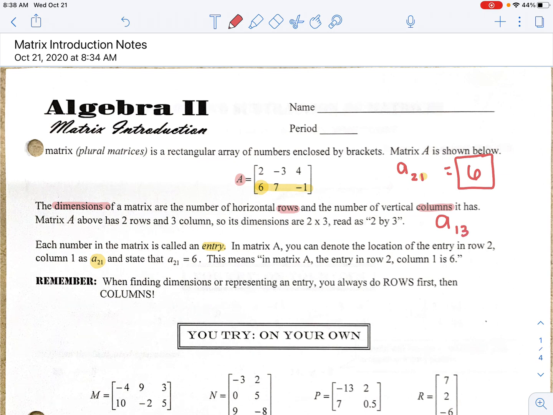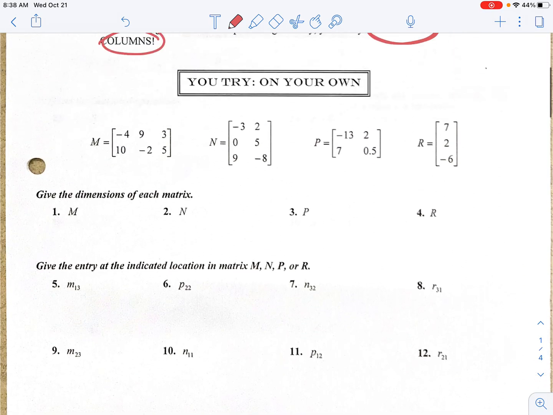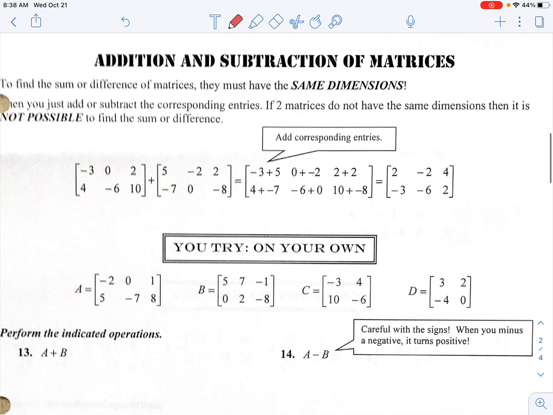If I said A1,3, this is not A13, it's A1,3. That's the first row, third column, so 1, 2, 3. The answer there would be 4. Remember, when you're doing dimensions or representing an entry, you always do the rows first, and then the columns. You're going to try these all on your own. After you're done, you're going to pause and check the answer key and see how you do.